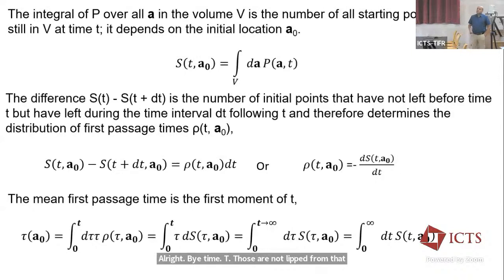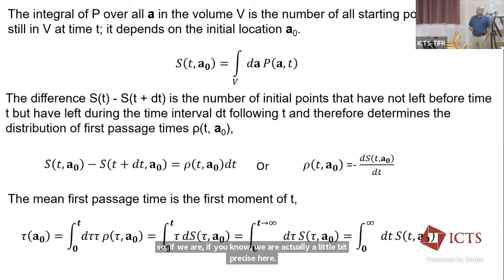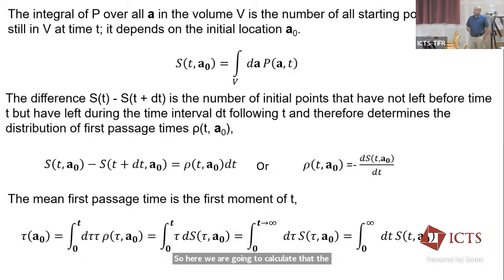Now we are a little more precise here. We calculate the difference S(t) minus S(t plus delta t), which is the number of initial points that have not left before time t but have left during the time interval dt, and this determines the distribution of first passage time. So what I am trying to say is that S(t) minus S(t plus delta t) is that difference.